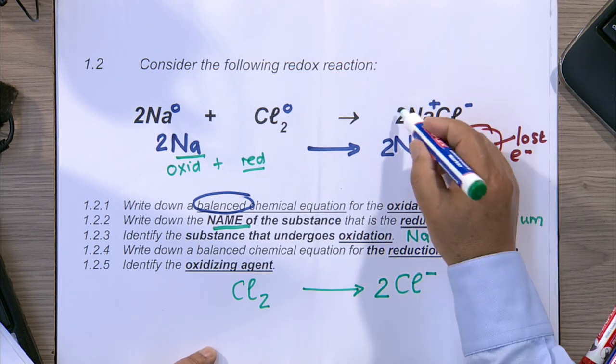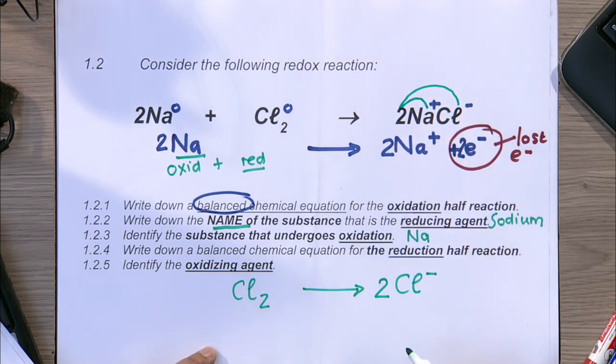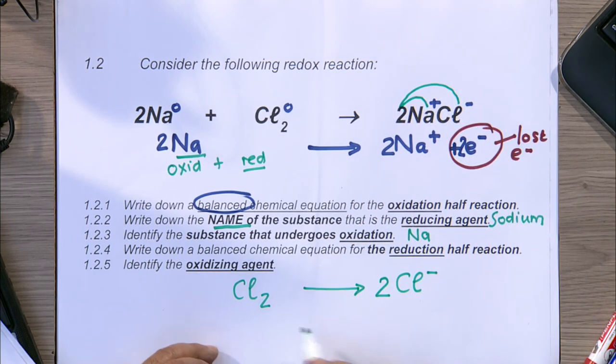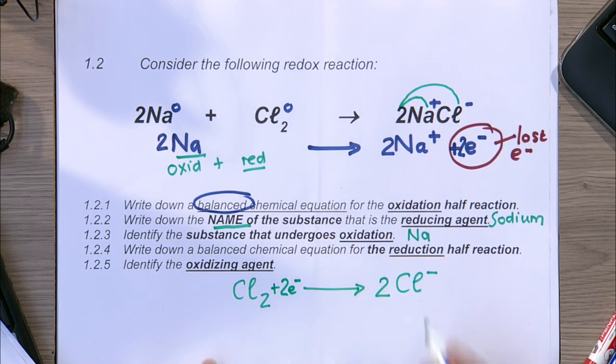Let me just double check. Yes, there's two chlorines and two sodiums. There I have it. Okay, so this is my reduction. But now, that means this one must have gained two electrons. That is true. Gained two electrons to become chloride ions.